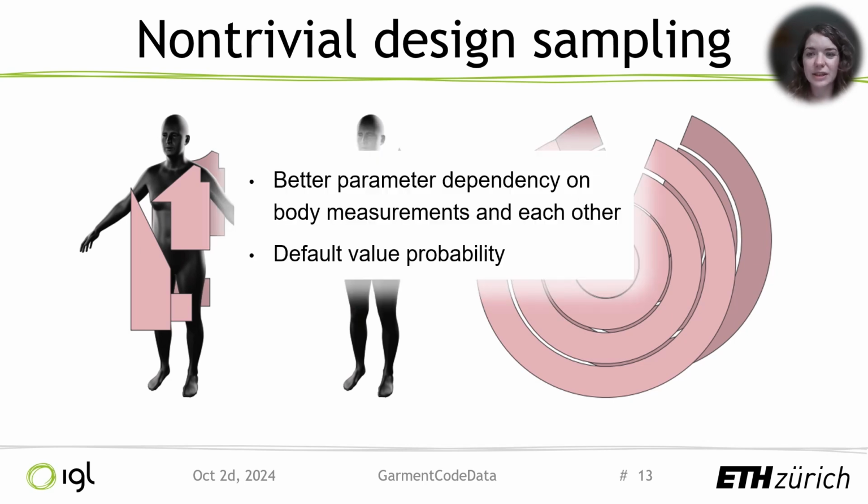So in this work, we have invested a lot of additional engineering effort into making the design space more coherent, improving the parameter dependency on each other and on the body measurements. In addition to that, we added probabilistic control over the design space by introducing a default value probability. So when we sample a particular design parameter, we have control over how often that parameter takes a default value. This allows us to strike a nice balance between representing typical features appearing in common designs, while also being able to explore more interesting parts of the design space that create variety and complexity of design.